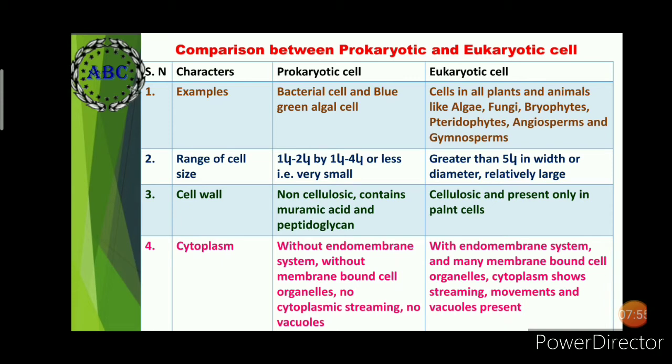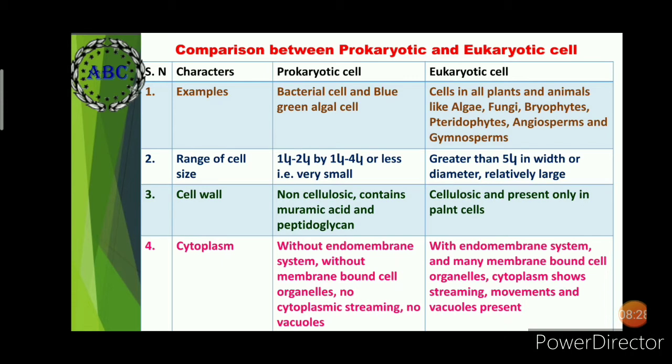First, the examples. Bacterial cell and blue-green algal cells are the best examples of prokaryotes, whereas cells in all plants and animals like algae, fungi, bryophytes, pteridophytes, angiosperms and gymnosperms are considered as a eukaryotic type. Cell size ranges from 1 micron to 2 microns in width and 1 micron to 4 microns in height or length. These are very small organisms.